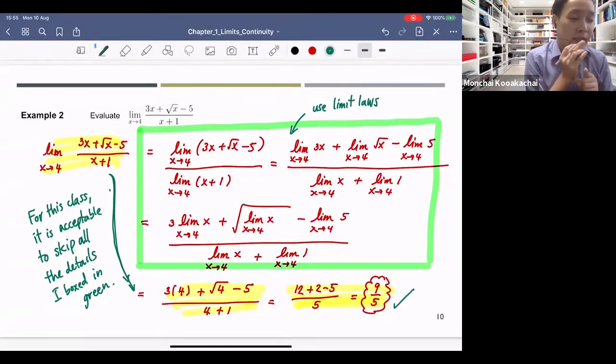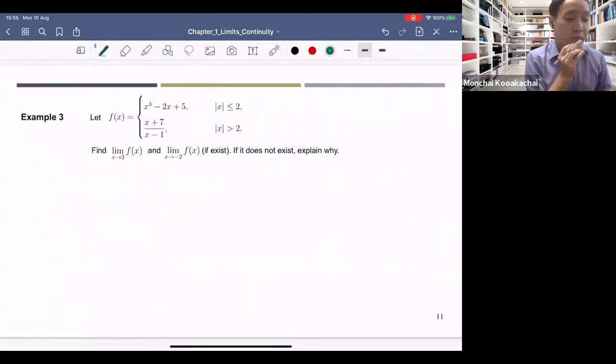So let's do another example. All right, example 3. Let's look at the function f(x) equal to x cubed minus 2x plus 5 when absolute value of x is less than or equal to 2, and (x plus 7) over (x minus 1) when absolute value of x is bigger than 2. So find the limit of f(x) when x approaches 2 and when x approaches negative 2, if it exists. If it does not exist, explain why.